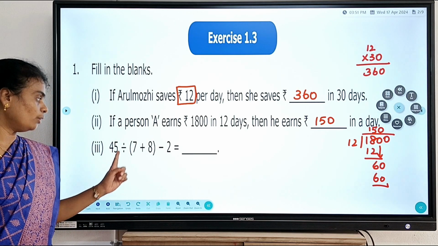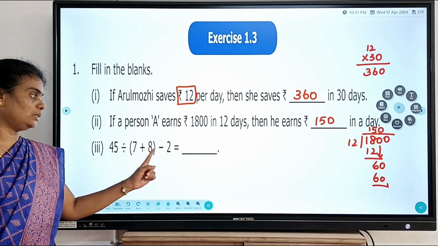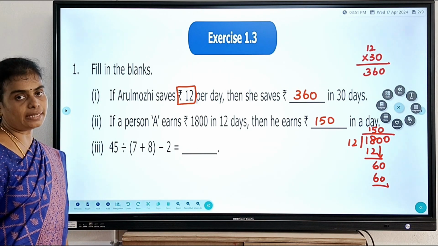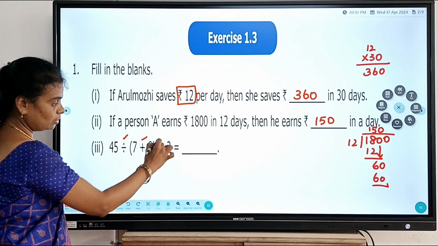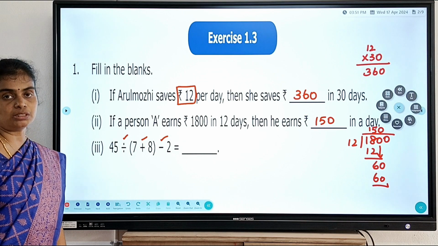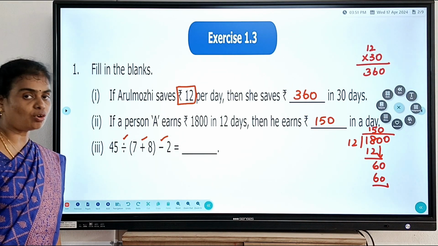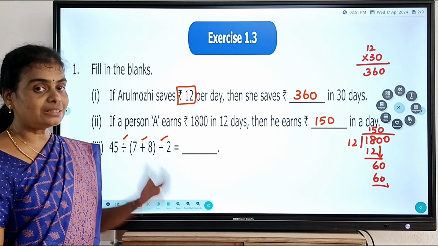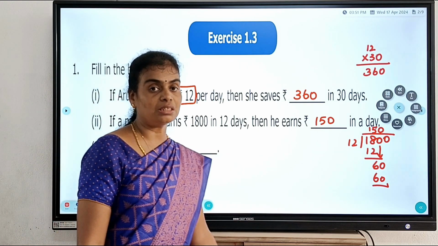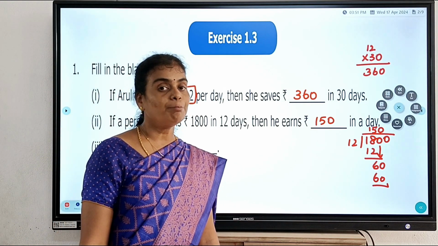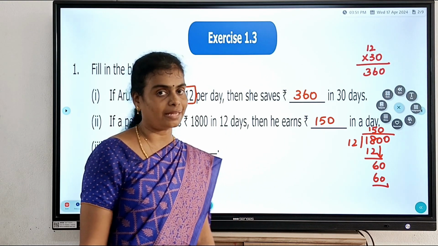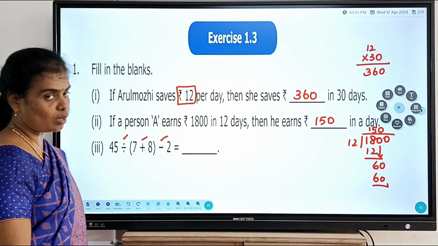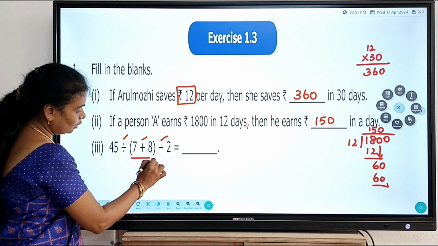Next one: 45 divided by (7 plus 8) minus 2 equal to dash. Here we have got a division symbol, an addition symbol and a subtraction symbol. Which symbol has to be solved first? We must recall what we have learned now, the order of operations BIDMAS. The first, B, stands for brackets. The bracket is involved here, so this has to be calculated first.